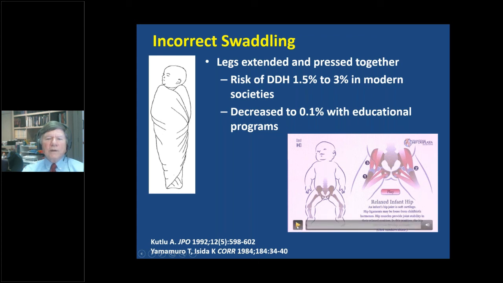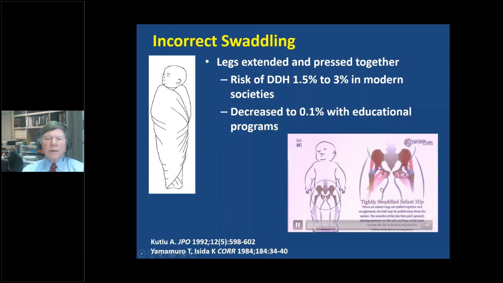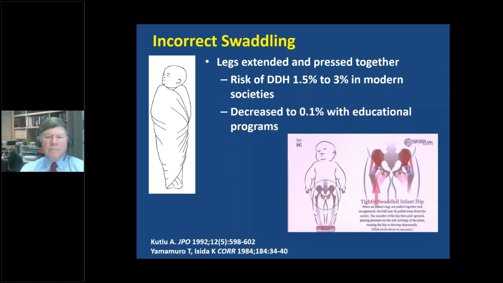Here's a video that kind of shows how that can happen. When the hips are brought together, it can force the hips out, particularly if the child had an abduction contracture. So tight swaddling with the legs together is not a good thing.